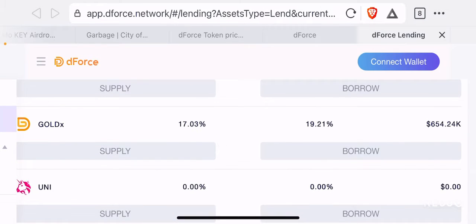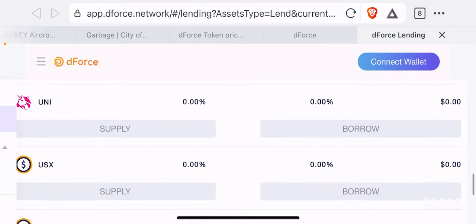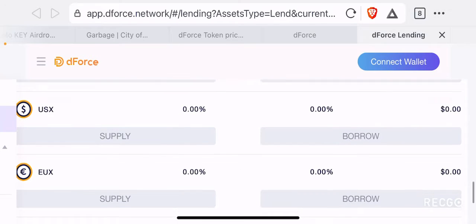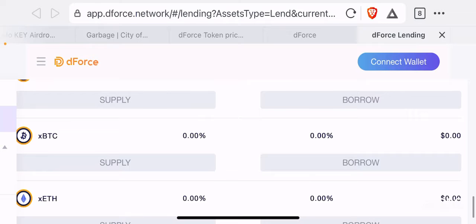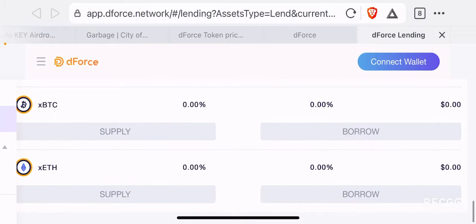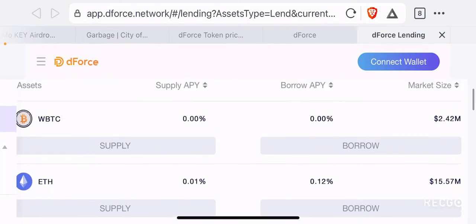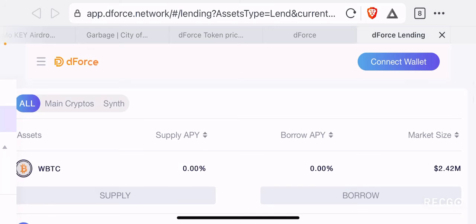Gold X, which is basically the tokenized version of gold that's available on DForce, you can earn 17.03% APY. So again, it seems like you can earn more interest on your gold tokens rather than your other cryptocurrency tokens, which is very interesting. So Uni token again 0, USX 0, Euro 0, XBTC 0, XETH 0. So 0 on all the major coins except for gold. So that is kind of disappointing.